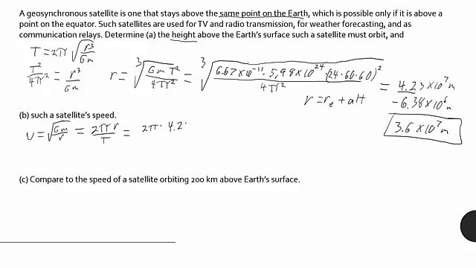So 4.23 times 10 to the 7th. And then we're going to divide that by the period, which is this guy again, 24 times 60 times 60, or 3600, not squared this time.